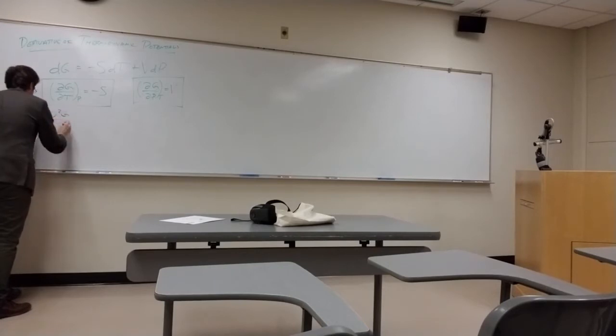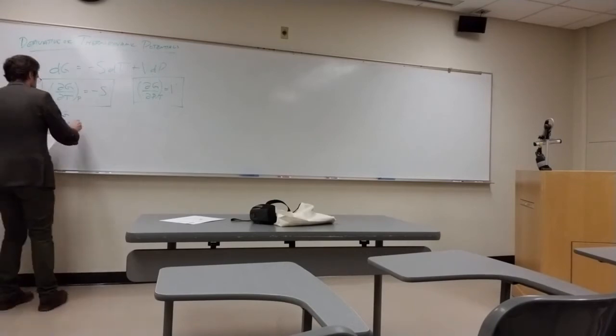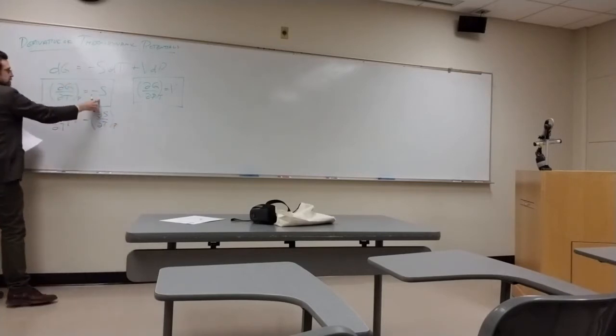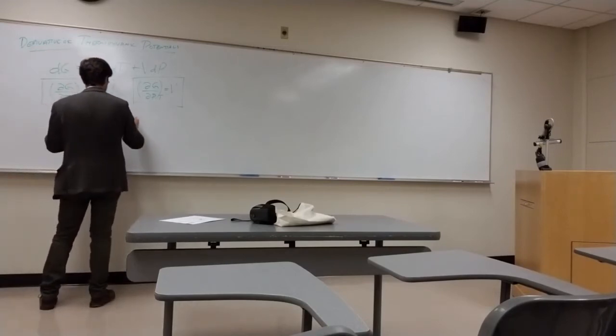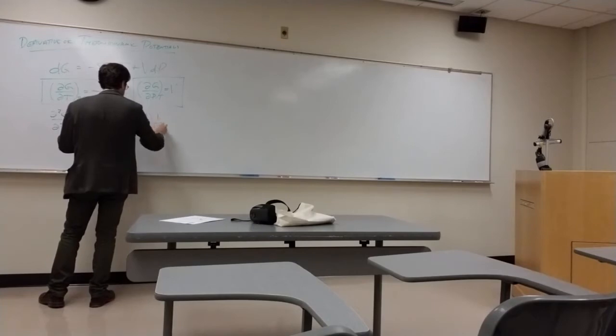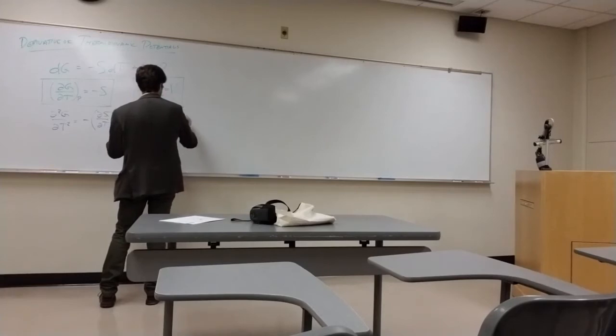The second derivative of the Gibbs potential with respect to temperature is equal to the negative second derivative of entropy with respect to temperature at constant pressure. So that's from here. That is equal to the negative first derivative of enthalpy with respect to temperature, times 1 over T. That's equal to negative Cp over T.